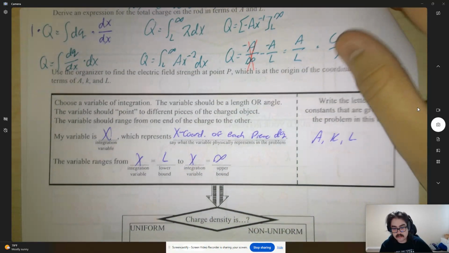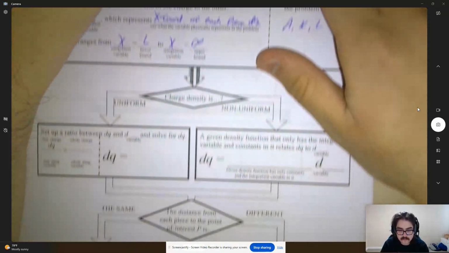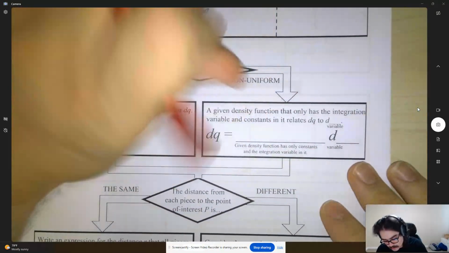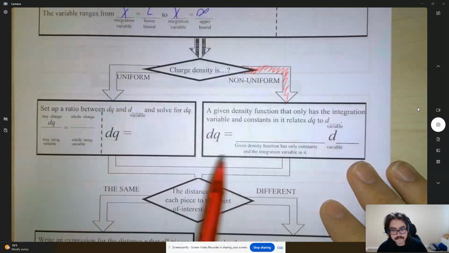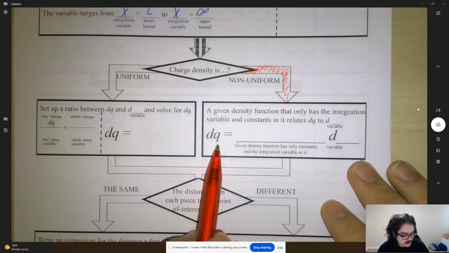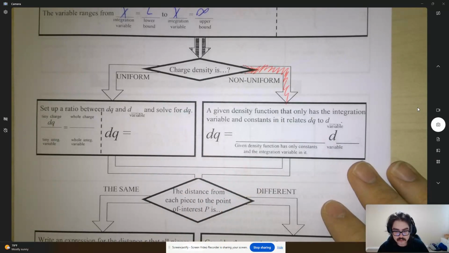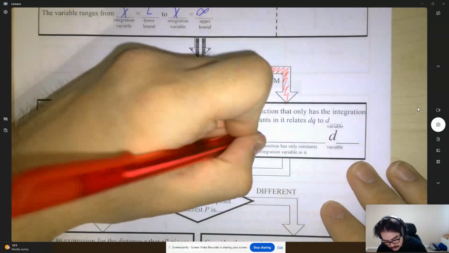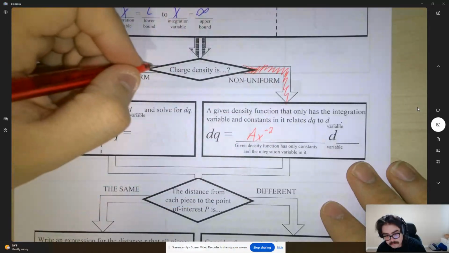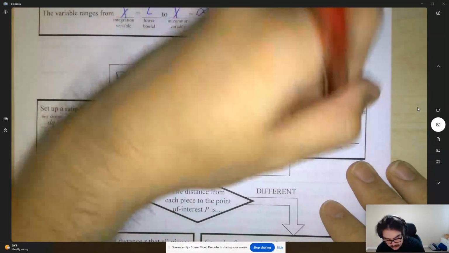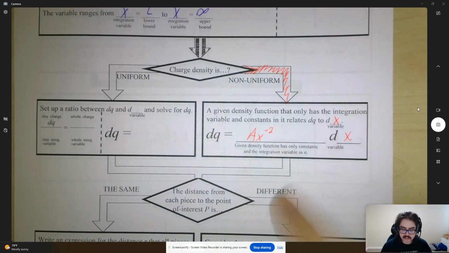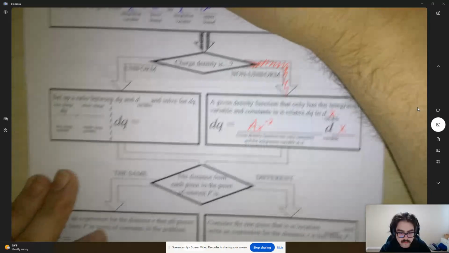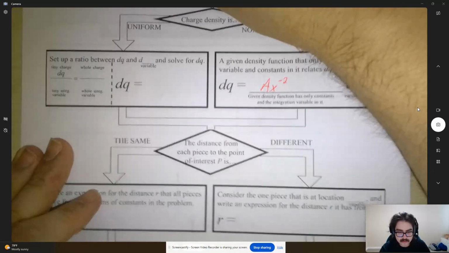In this case, we do have to go the non-uniform route, which only adds one additional step to us. So the non-uniform charge is going to be this way. dq is simply going to be the density function, and that's going to be A x to the negative second power dx. You're supposed to integrate this. I've already integrated it, so I saved myself a little bit of trouble there.